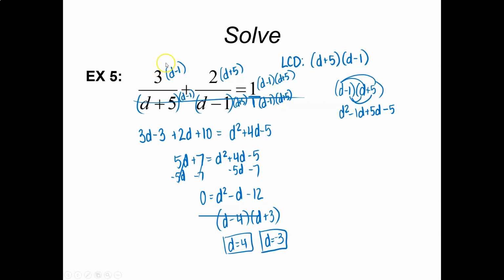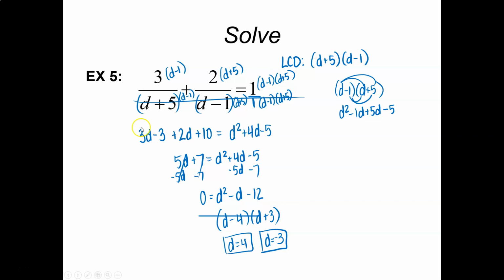And so if you distribute your 3 here, you get 3D minus 3. Distribute your 2 here, you get 2D plus 10. Over here, I went ahead and multiplied these together. You can write over to the side if you want, or just do it in your head. D squared plus 4D minus 5.